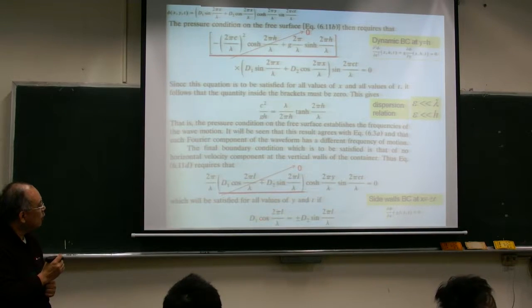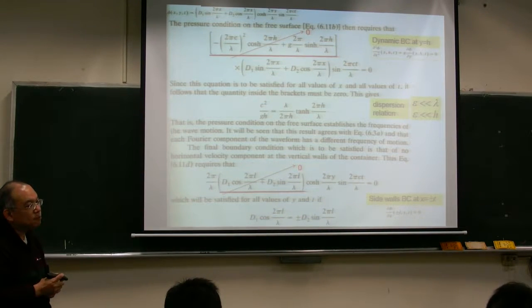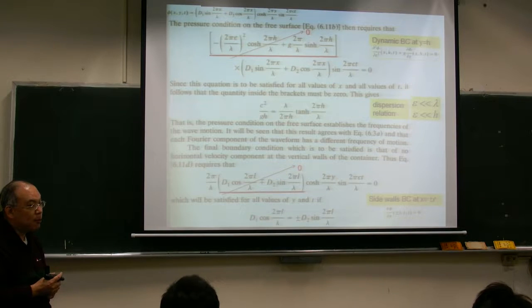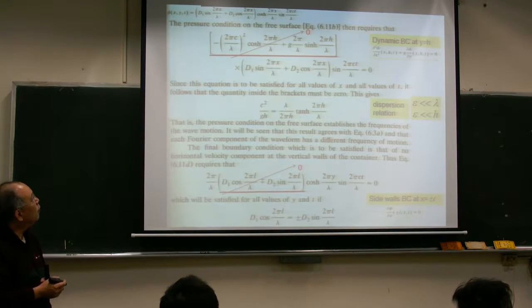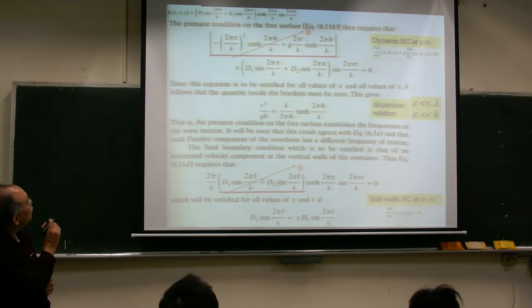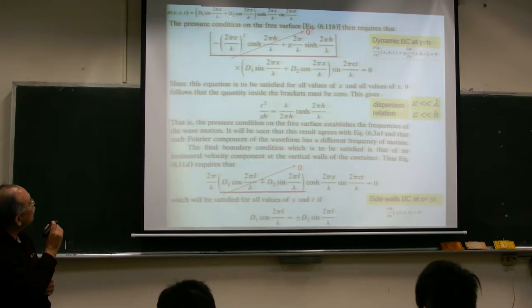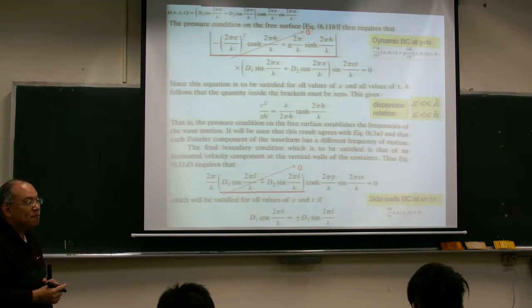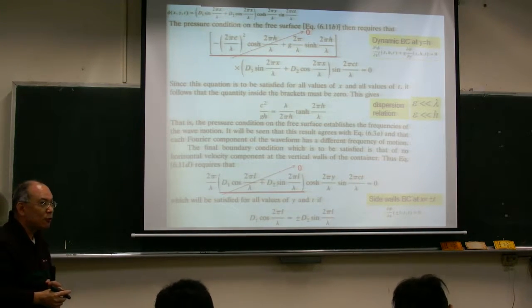One possibility is D1 equal to D2 equal to 0, right? If we do that, what happens? D1 equal to D2 equal to 0 means our psi is equal to 0. That's the so-called trivial solution.